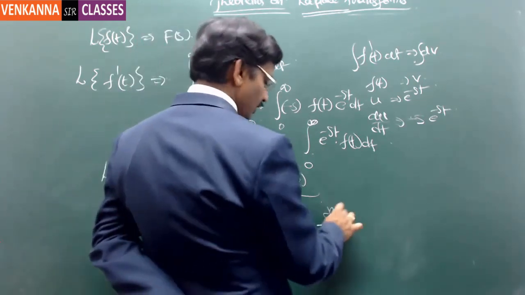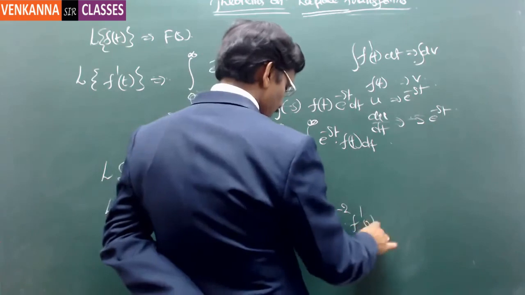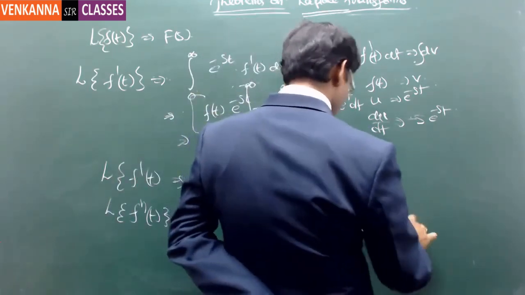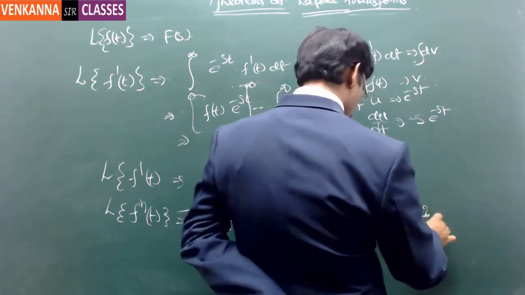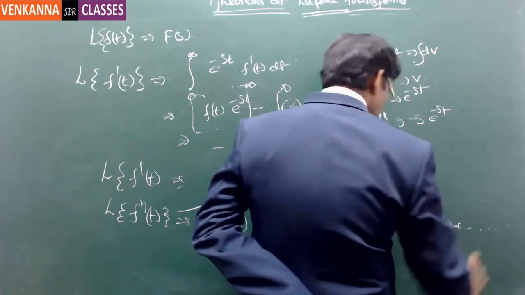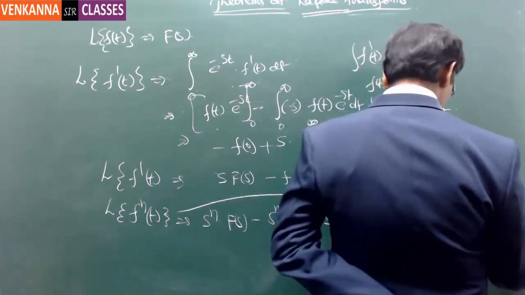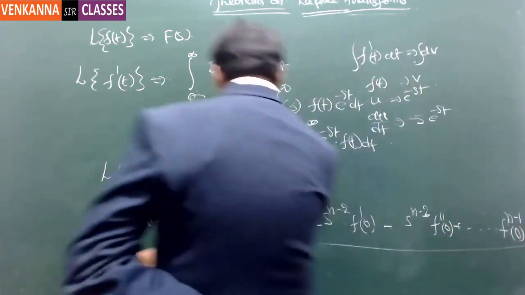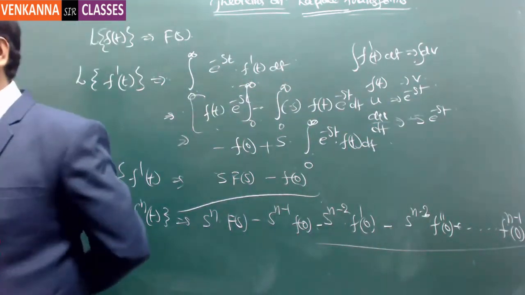minus s power n minus 2 into f dash of 0, minus s power n minus 3 into f double dash of 0, and so on, finally the n minus 1 th derivative of f at 0. So this is how you are going to get it. Got it?